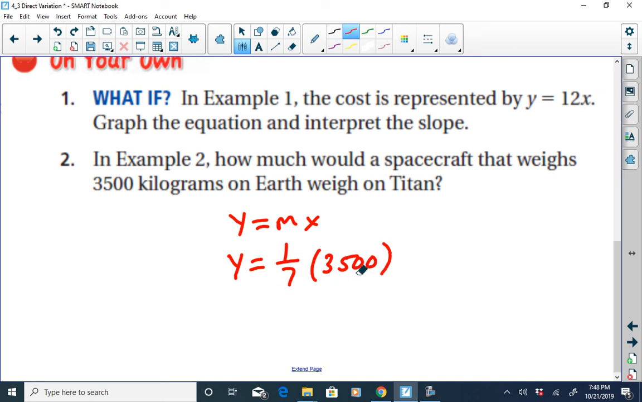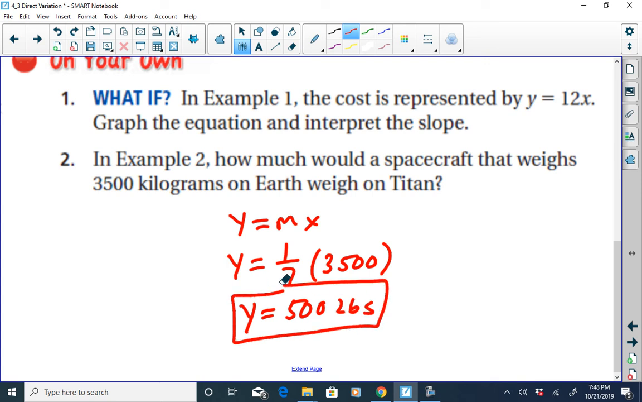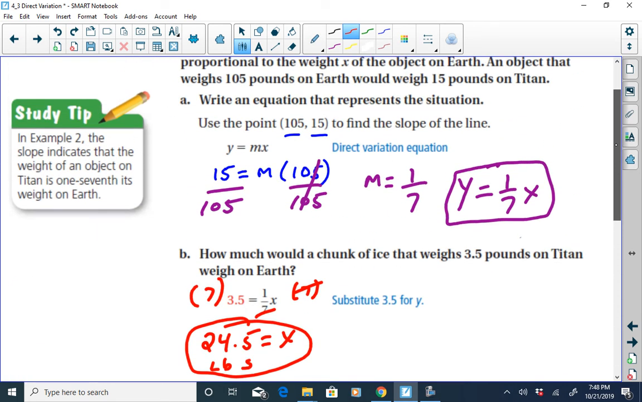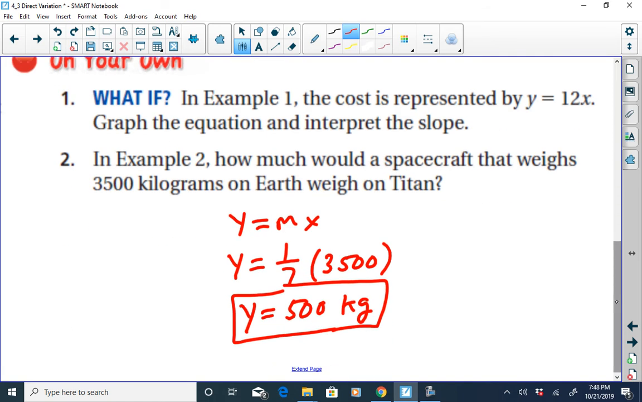Well, 1 over 7 times 3,500, that's going to be what? 7 times 5 is 35, so y is going to be equal to 500. So the weight on Titan, if it weighs 3,500 kilograms, oops, not pounds, these are kilograms. Let's get that right. So that would be 500 kilograms on Titan. All right, about the units up here, were these kilograms as well? Nope, there were pounds up there. Down here are the kilograms. All right, just double checking the units.